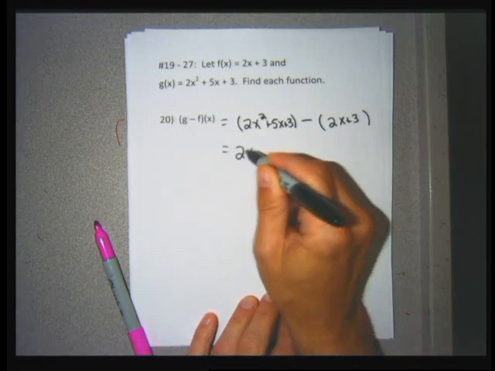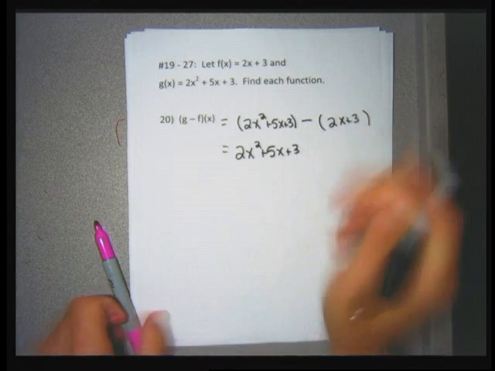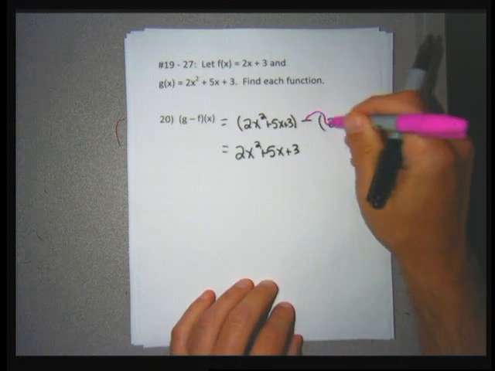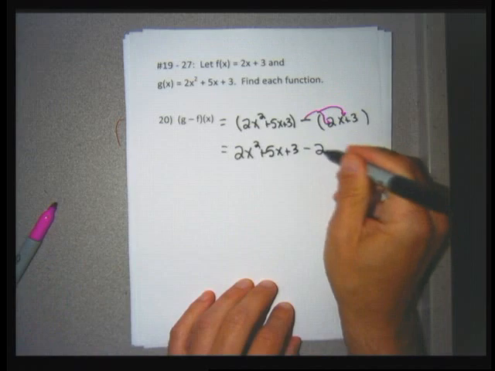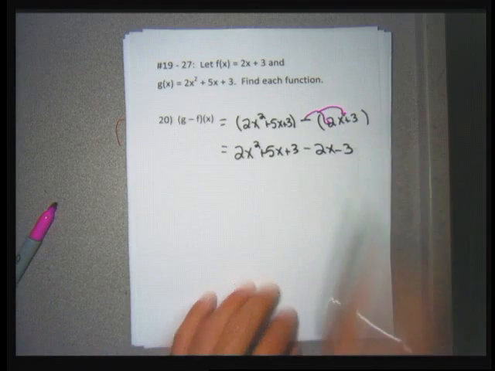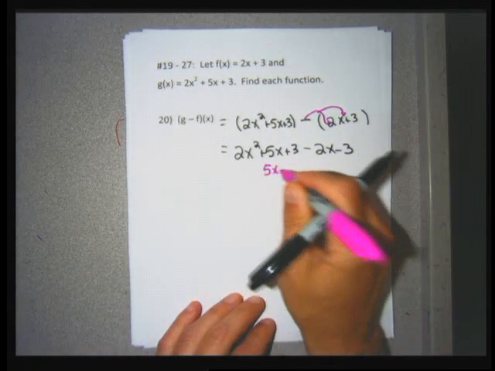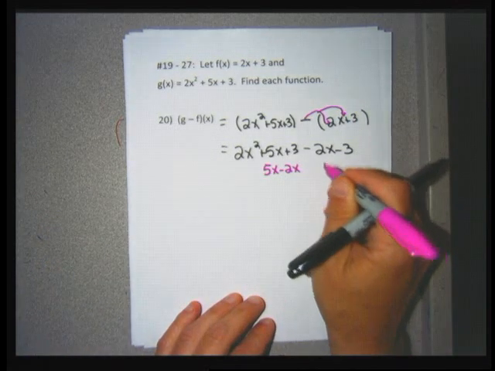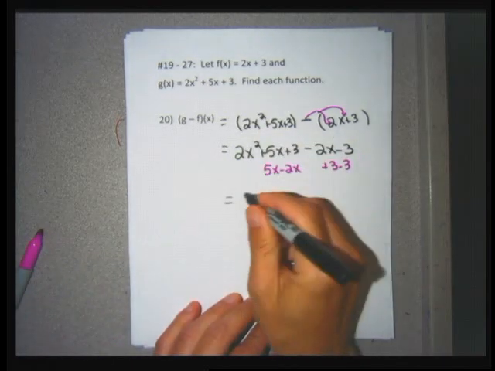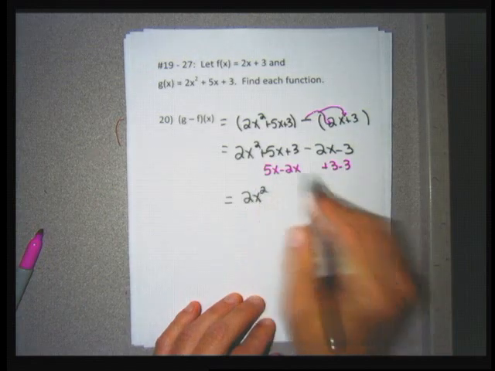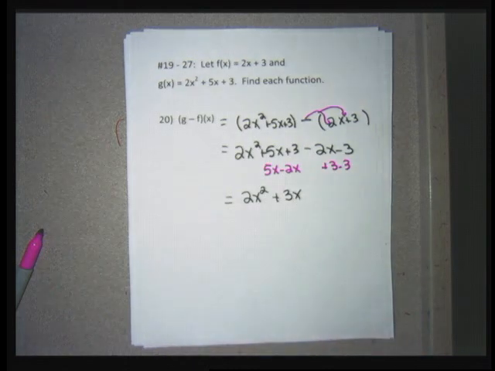The first parentheses I wrote really weren't necessary, and I'm just going to drop them. The second parentheses was necessary. The negative needs to be attached to the 2x and to the 3, and when I drop that parentheses, I get a minus 2x and a minus 3. I'm going to combine like terms. The like terms are a 5x and a minus 2x, and a positive 3 and a minus 3. The 2x squared I'm going to bring down. The 5x minus 2x I'm going to write as a positive 3x, and the 3 is going to cancel.